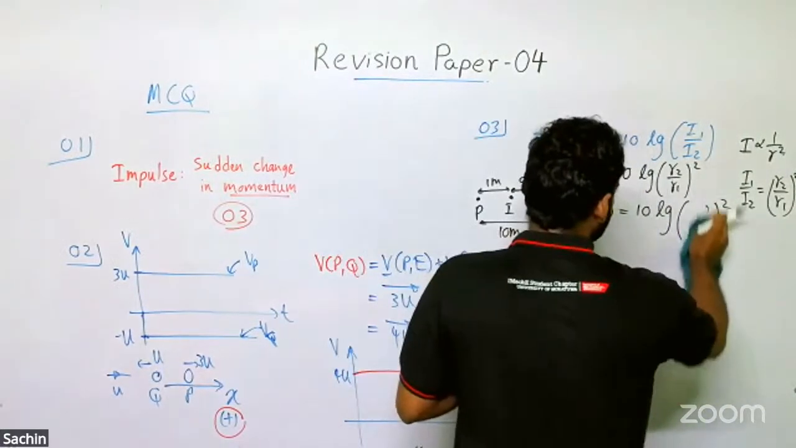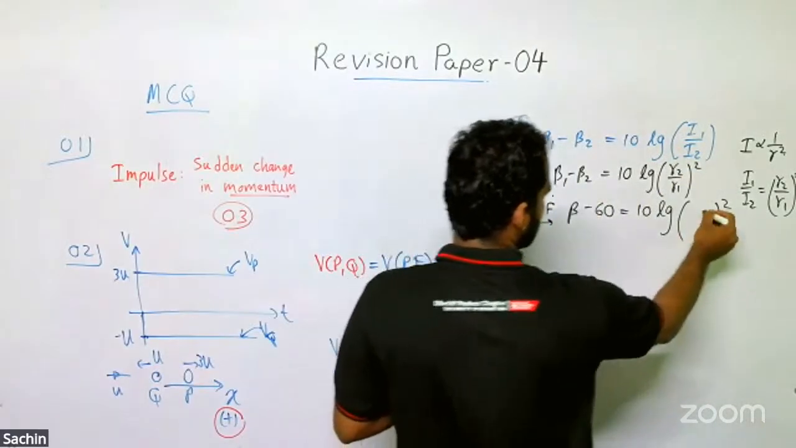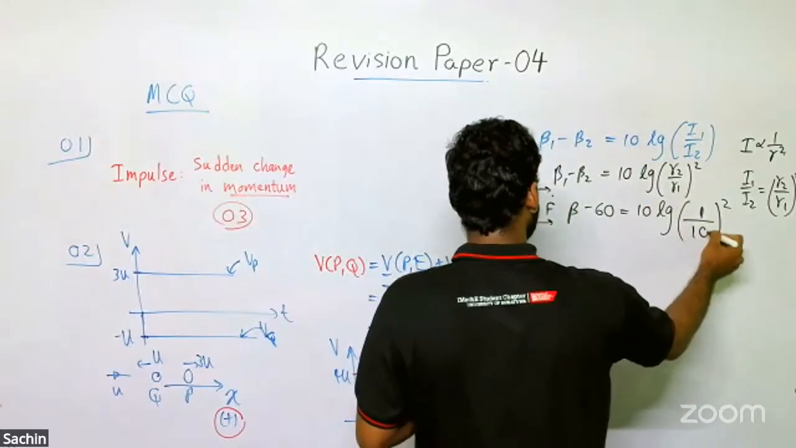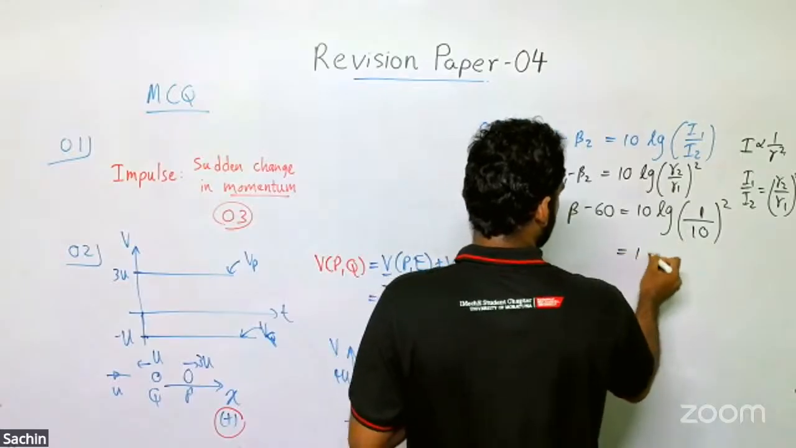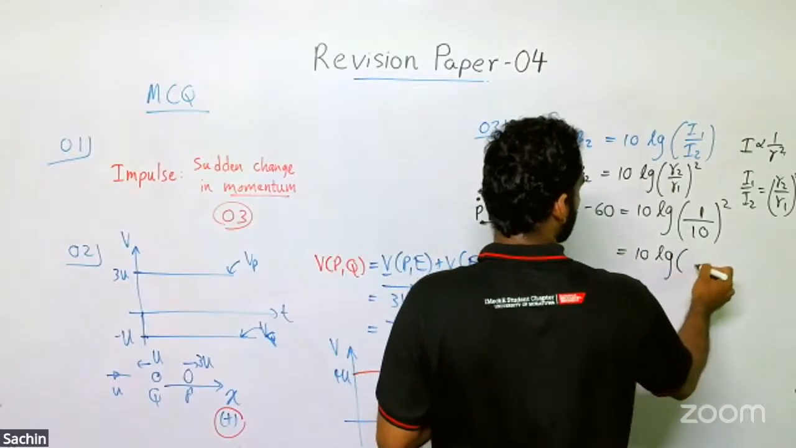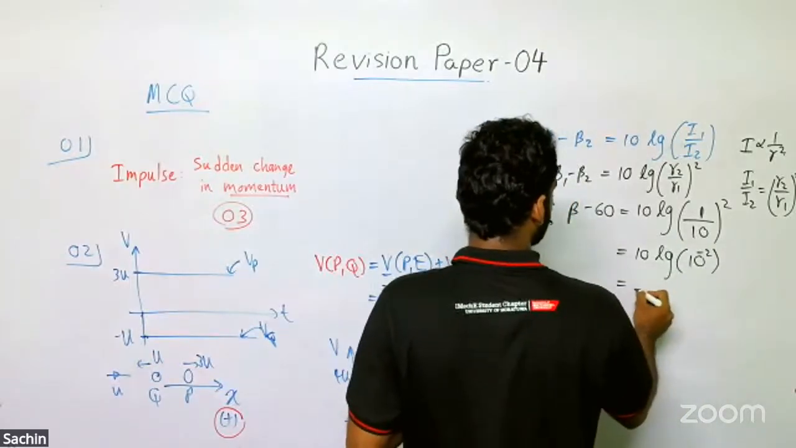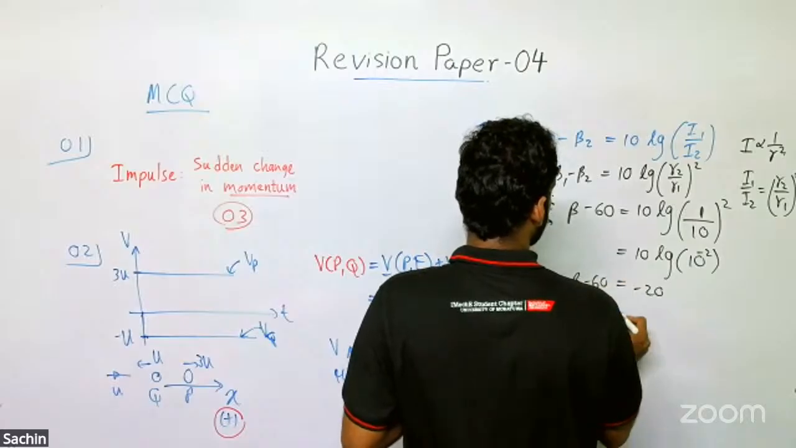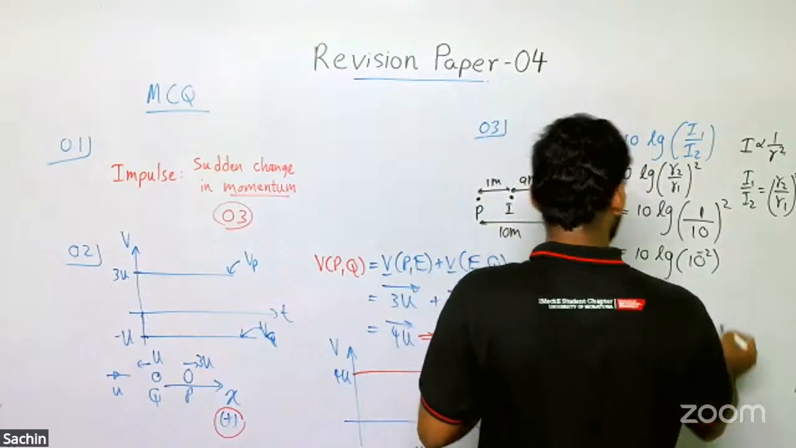I just mixed up these two distances. 2 means the initial instance, so it should be 1 here, and here 1 is the initial instance, that should be 10. Okay, now it's fine. So 10 log 10 to the power minus 2 then. So minus 2 comes to the front. So beta minus 60 is equal to minus 20. Beta equals 40 decibel. That is given in the third answer.